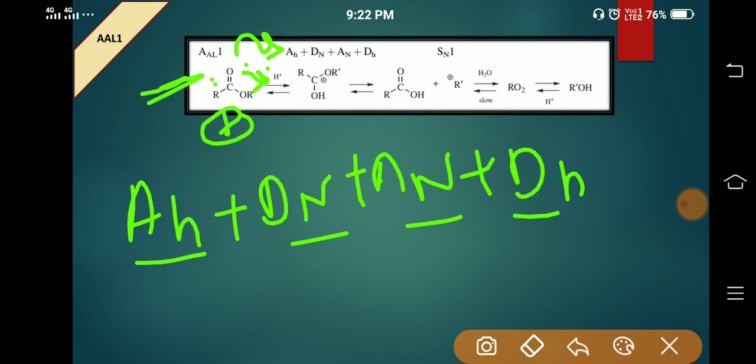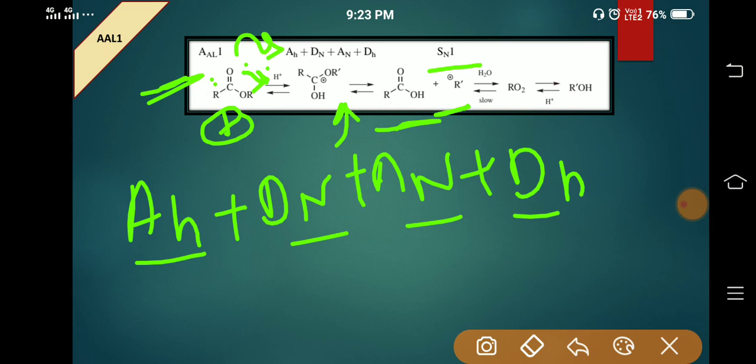Now, as in the SN1 mechanism, the first step is the generation of a carbocation, which can be generated over here by the cleavage of the alkyl carbon bond. That is, here the generation of this alkyl carbocation will take place. And in the AAL1 type of mechanism, the first product generated is the carboxylic acid.